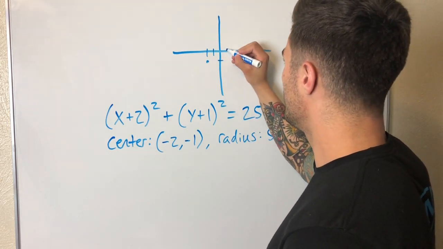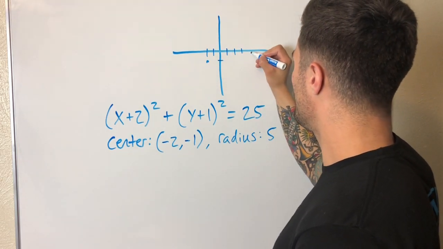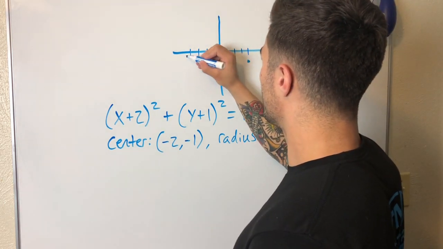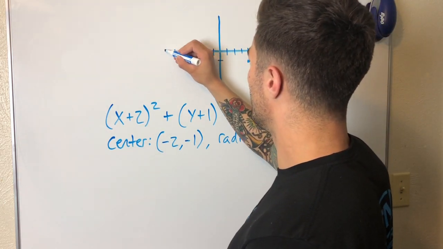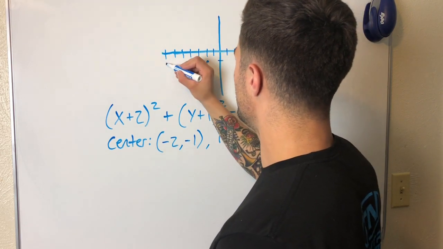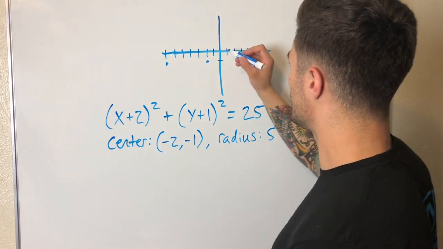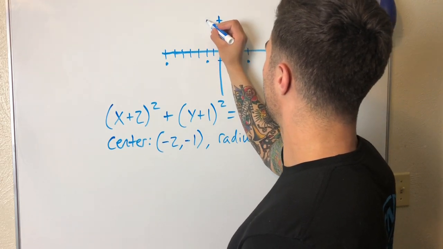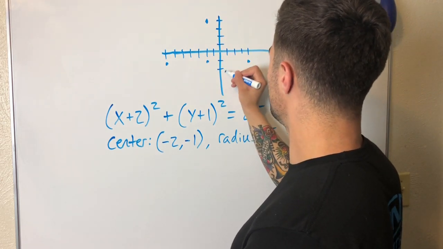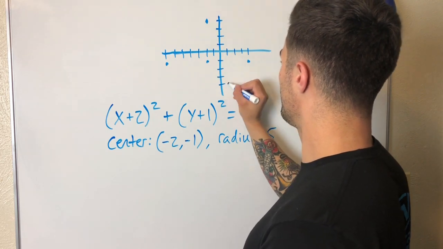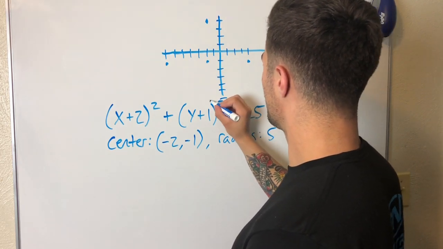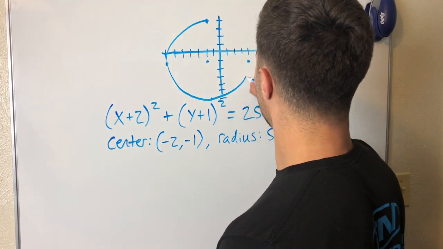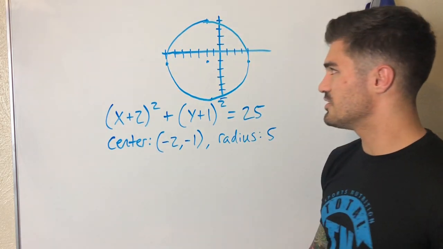So 1, 2, 3, 4, 5. I go all the way over here. And I'm not the best circle drawer, I'll be honest. On the solution sheet I have in the description, that example is a lot better. 1, 2, 3, 4, 5. But as long as you get the idea, it's going to be somewhere way down here. All right, and that's about as good as it's going to get for me.